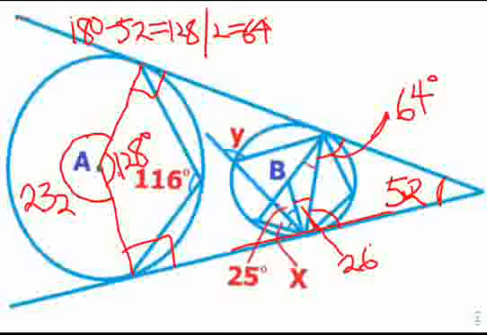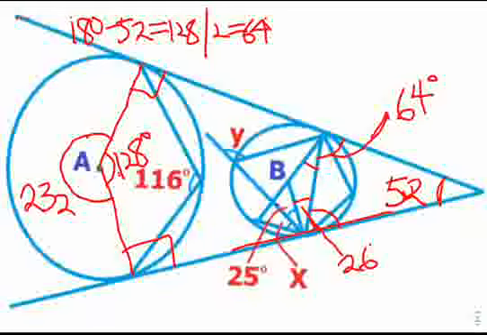Similarly, the angle here is also 26 degrees, because this triangle is isosceles, and base angles of an isosceles triangle are what? Equal. So the angle there is 26 degrees. So now to get the value of angle X, let's apply angle in a semicircle. When you have a triangle inside a circle and the base of the triangle is the same as the diameter of that circle, the angle there will be 90 degrees. The whole angle from here to here is 90 degrees.